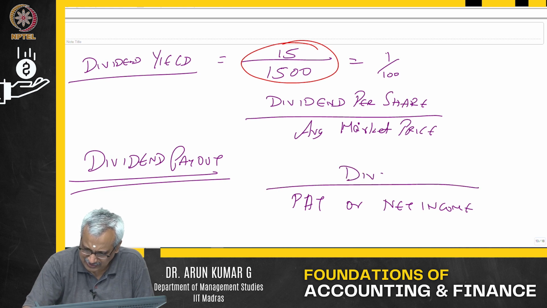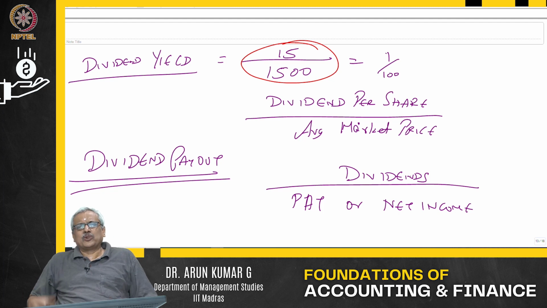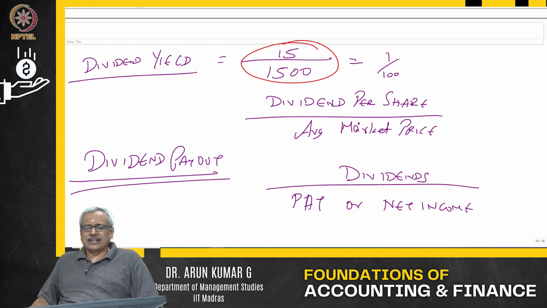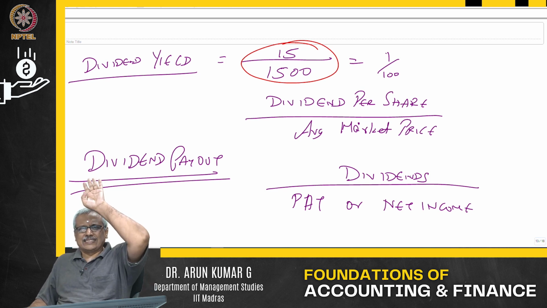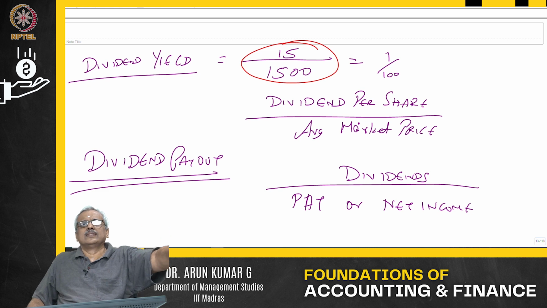The numerator is just dividends. Not dividends per share, but total dividends divided by total net income. That is all. So I will say, what is the payout ratio? I will say 60% is the payout ratio. That means 60% of the net income the company is distributing as dividends.